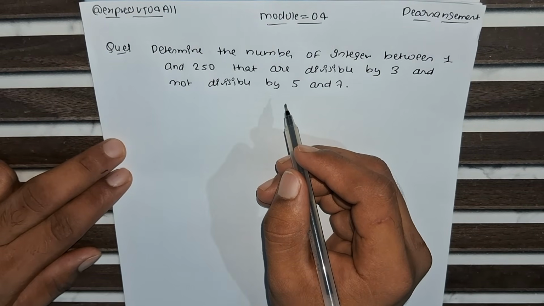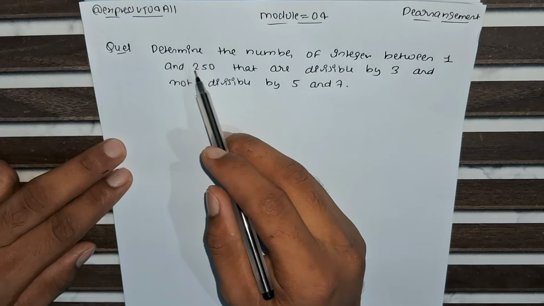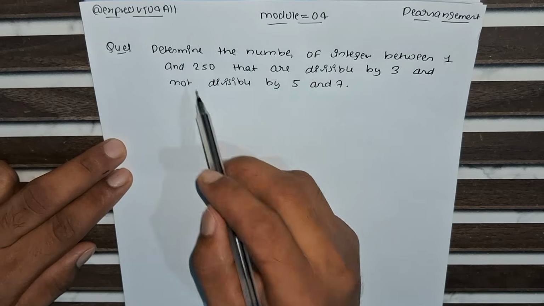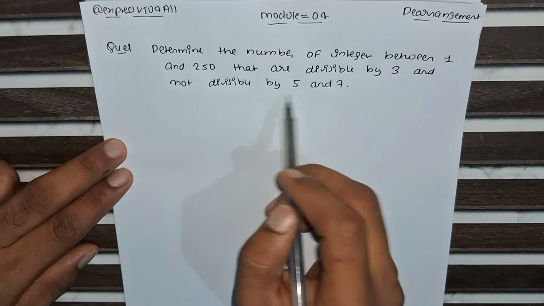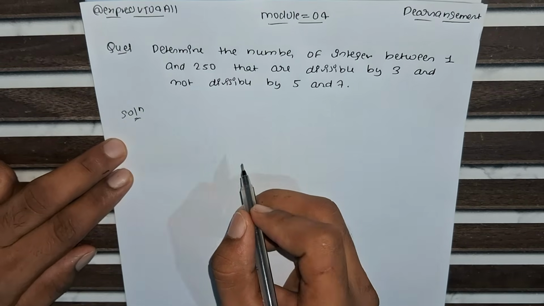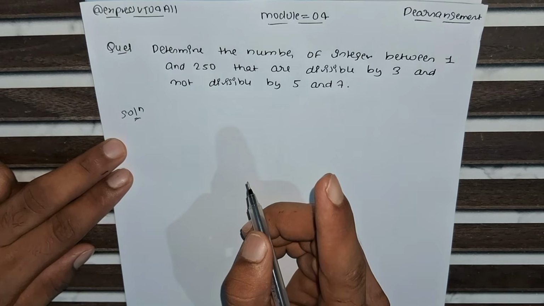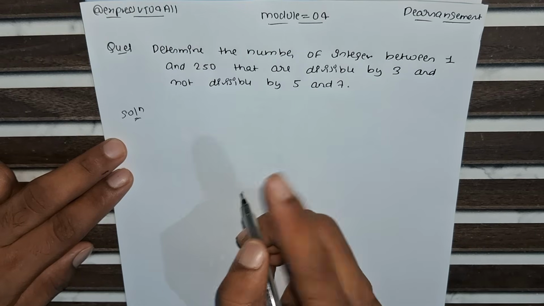In this video, we are going to solve a very important problem from module 4, which is based on derangement. So the question is: determine the number of integers between 1 and 250 that are divisible by 3 and not divisible by 5 and 7. So now let's solve this question. It means we have to find the number of integers between 1 and 250 that are divisible by 3 but not divisible by 5 or 7.